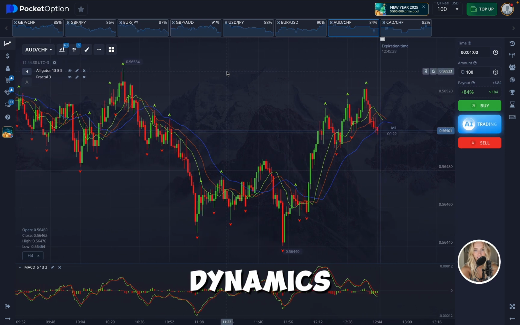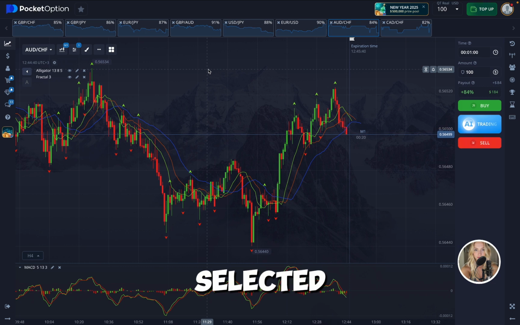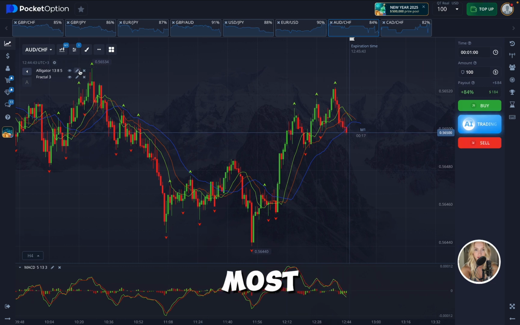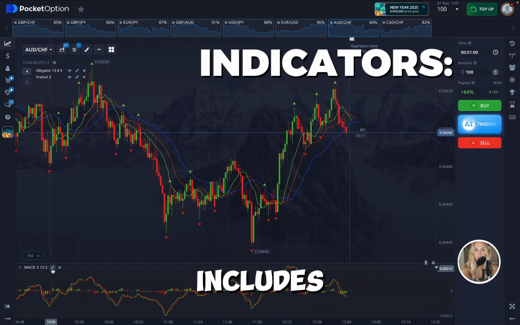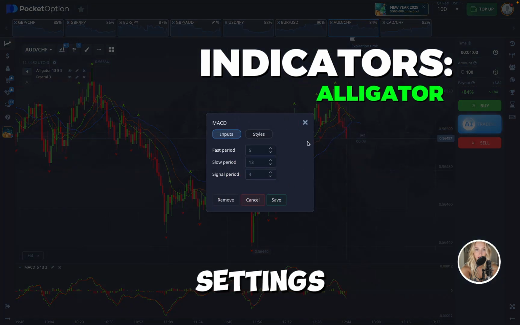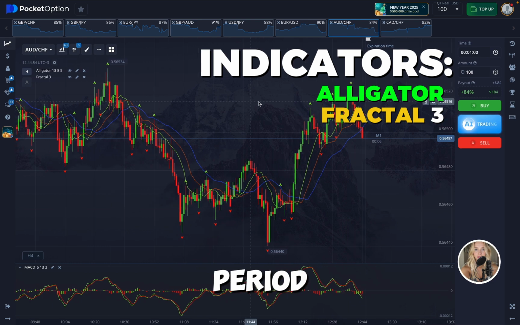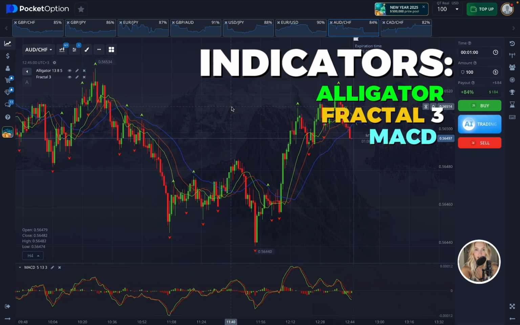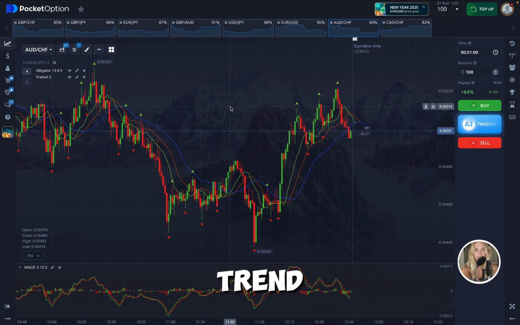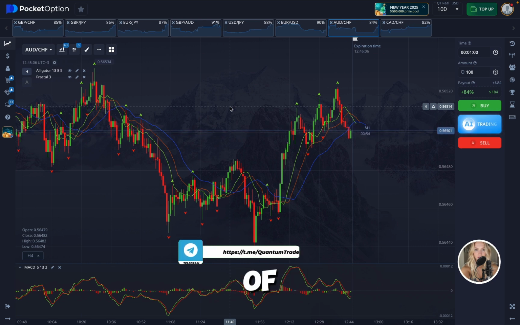Also, based on the dynamics of the movement, I have selected the appropriate indicators that will be most optimal for today's trading. Today's set of indicators includes an alligator with default settings, a fractal with a period of 3, and the MACD oscillator with these period settings. Today, we will analyze the trend and open deals in the direction of the trend.